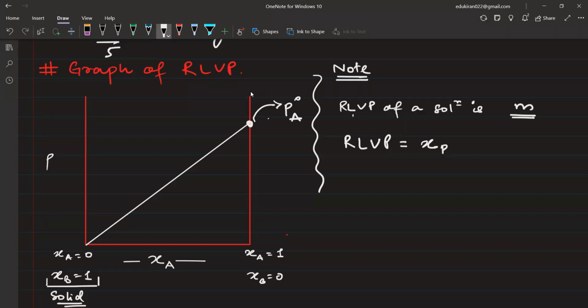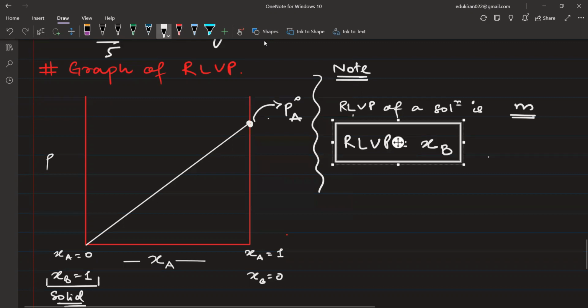mole fraction of the solute. I hope all of you have seen this. So whenever it is said that RLVP is equal to 0.something, that means they are talking about the mole fraction. Please remember this point: RLVP is equal to mole fraction. Relative lowering of vapor pressure is equal to the mole fraction of solute.